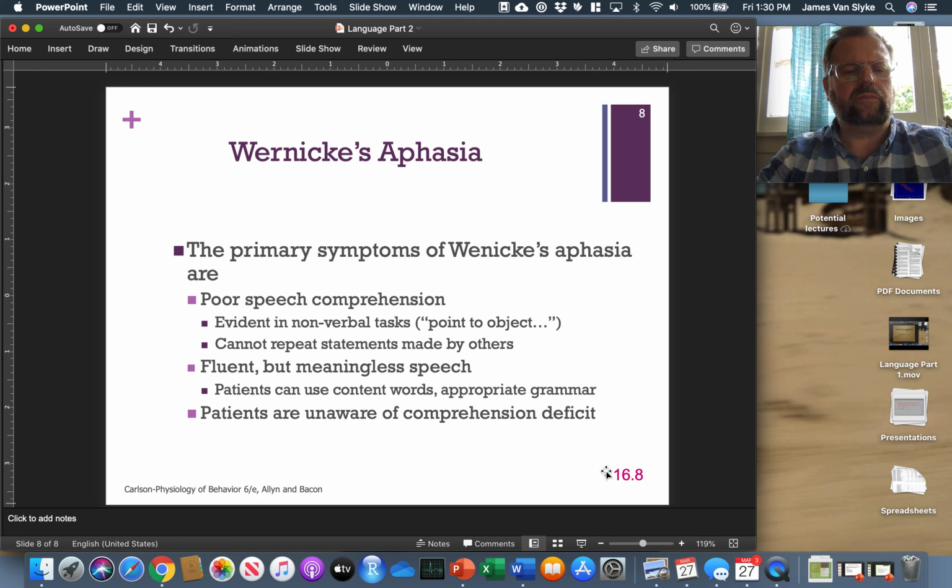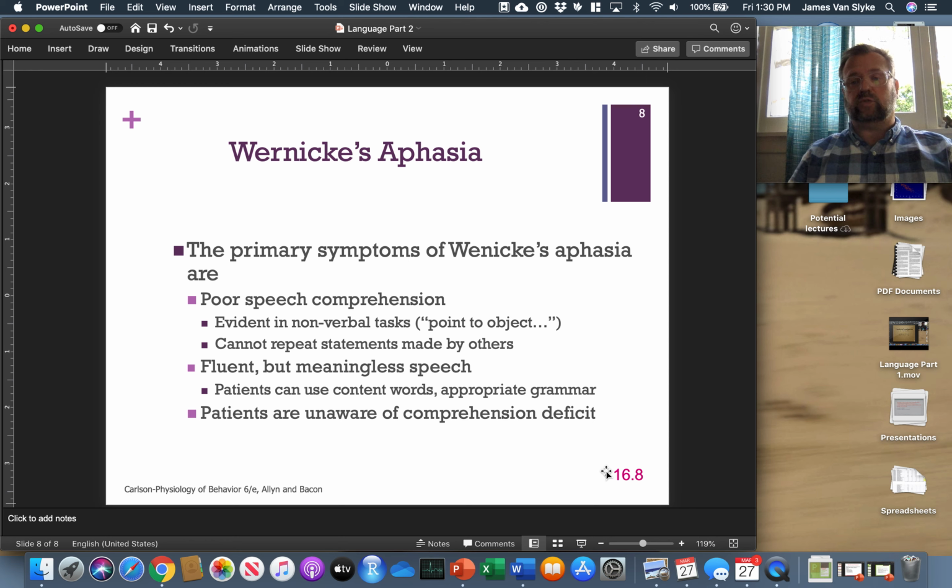Patients can use certain kinds of content words and appropriate grammar, but they have difficulty stringing things together to make some kind of coherent meaning. The interesting thing is that patients are often unaware of their comprehension deficit, meaning that they feel as if everything's okay. They're acting like they know what they're talking about, but what they're saying is essentially meaningless.